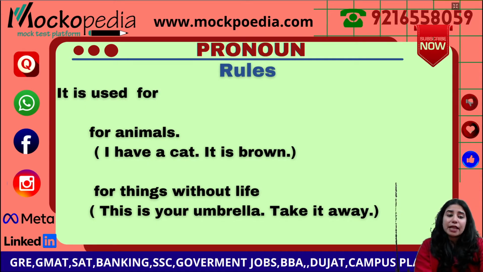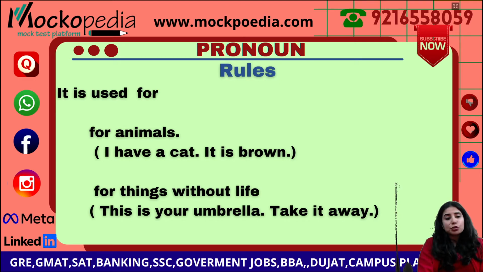So like I was saying, when you see it, don't get boggled about why we are using it. It can be used for animals. So I have a cat, it is brown. So it is referring to the cat. The color of the cat is brown, right? So at times we really get worried that a cat is not a non-living thing, a dog is not a non-living thing, so why are we using it? It's a specific rule that for animals we use it. So pen it down so that you don't get confused.